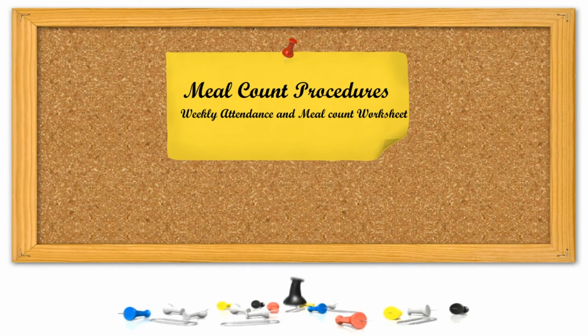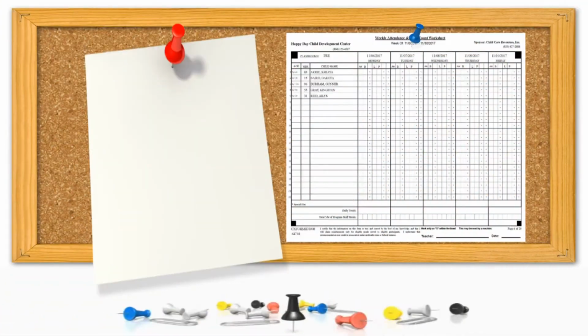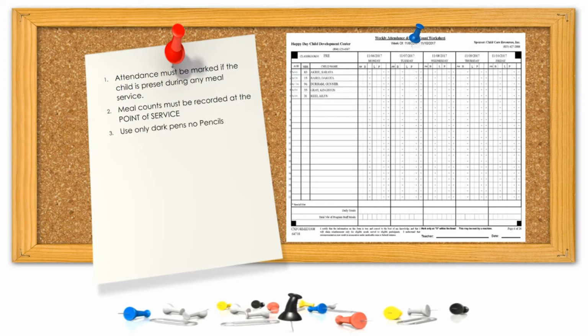Now that we know how to complete menus, let's look at how to record those meals that we serve. Let's take a closer look at the weekly attendance and meal count worksheet. Child Care Resources will provide you with a weekly attendance and meal count worksheet to record attendance and meal counts. Attendance must be marked if the child is present during any meal service. Meal counts must be recorded at the point of service.